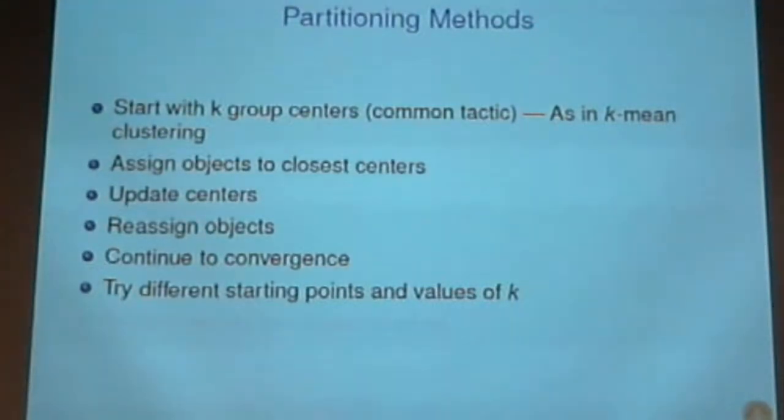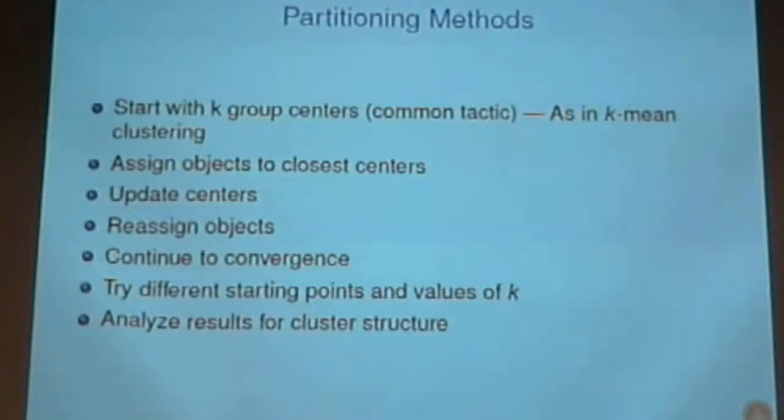Also, in general, the partitioning method suggests starting with different sets of starting points. So try different sets of starting points and values of K. Then finally, you analyze the results for cluster structure. Of course, remember the final result is more or less a subjective assignment. So the number of clusters is a subjective assignment.